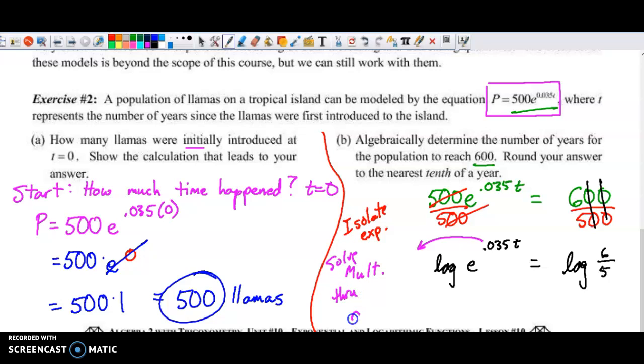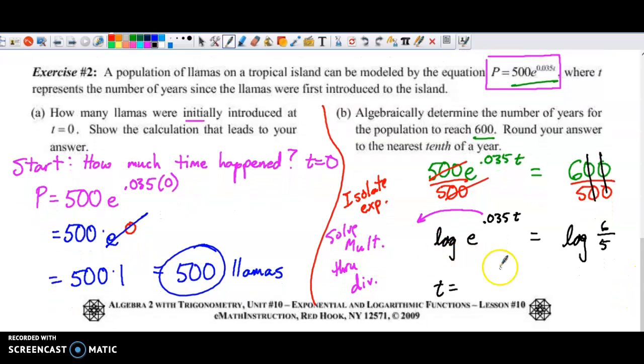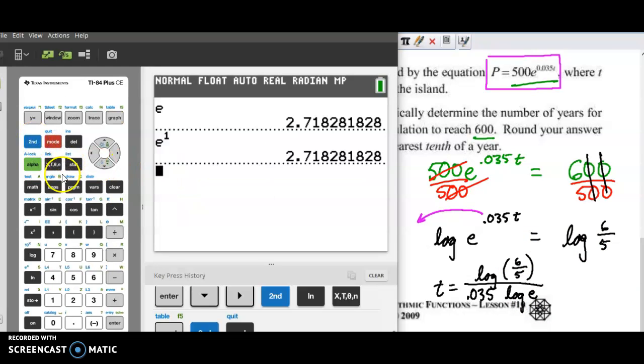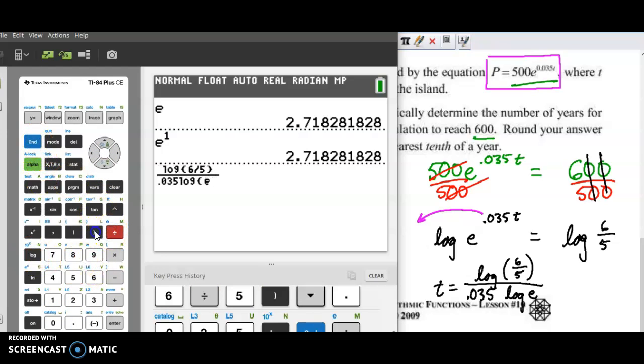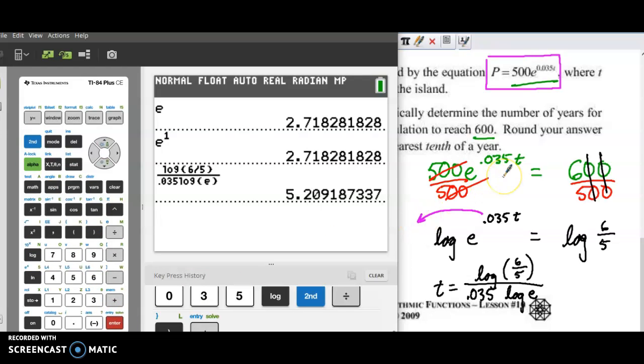So my final answer for t, I hope you're understanding this, otherwise feel free to write down questions and bring them to class. It's log of 6/5 divided by not just that 0.035, but also that log of e. And as I go to type that in, back to my home screen, alpha x, make that fraction, log of 6/5 over 0.035 log of second division sign, and it spits out the right answer, 5.2 years.